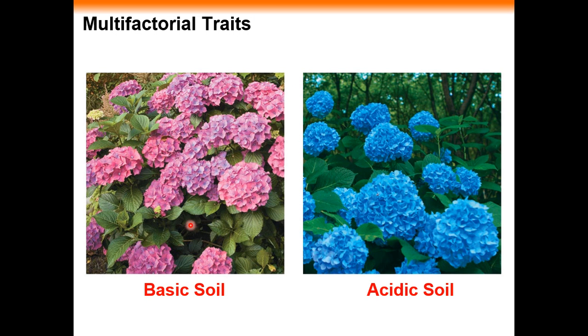Not only that, here's something a little more tangible. You could have a flower, and if it's in a basic soil, a pH above 7, it looks pink. If it's in acidic soil, a pH below 7, it turns blue. The environment plays a role. They might have a genotype that says, oh, I'm supposed to have purple, or I'm supposed to have this color. But when it's in a base, it turns pink. When it's in acid, it turns blue. It's kind of interesting to think about.